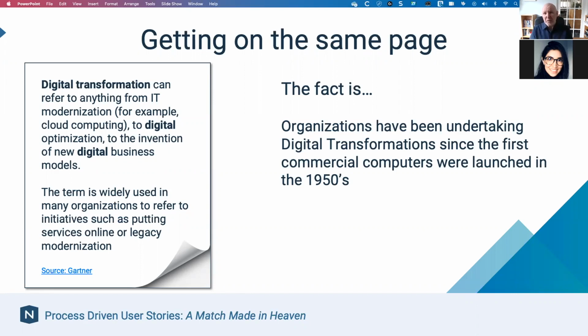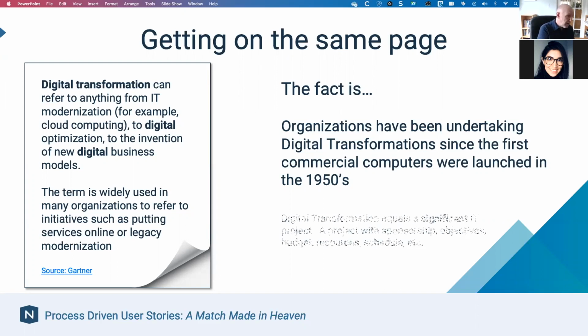UNIVAC 1, that was one of the first commercial computers in the United States. It was purchased to actually automate the census, to help capture the results of the census and tabulate them. And I think it was the IBM 710 that was one of the first commercial computers in the 50s that went into insurance companies, where they were transforming manual processes to automated processes. So, it is a buzzword, but it's actually something we've been doing for a long time.